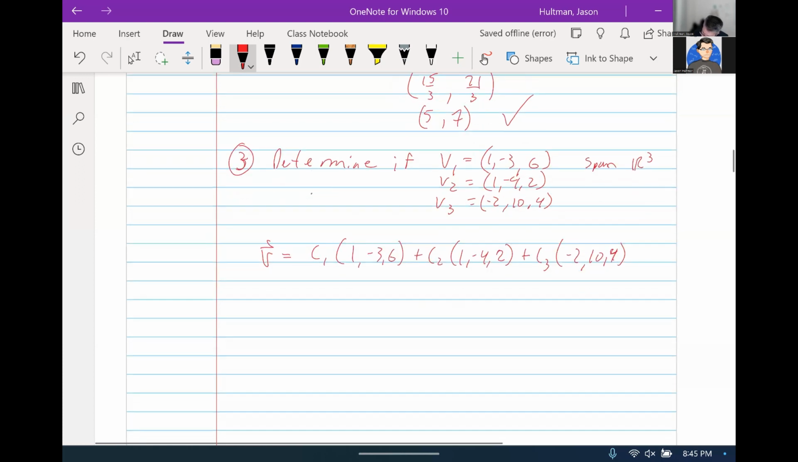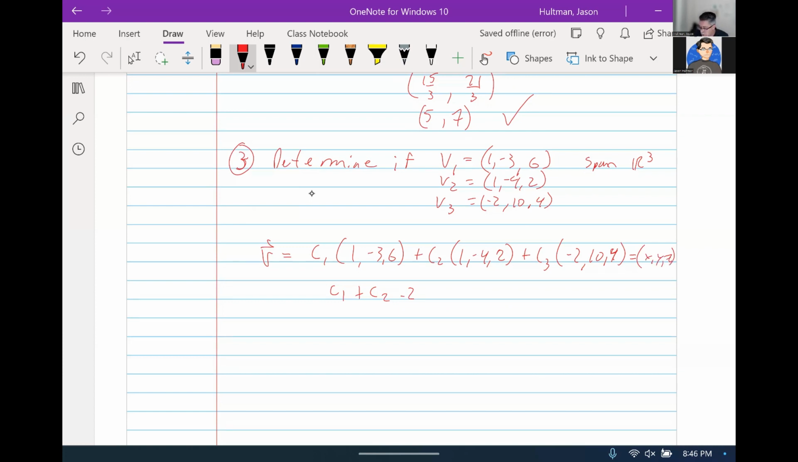And so if I were to distribute this, I would get C1 plus C2 for my first components, plus -2C3, and that's going to be equal to X, Y, Z. We could use X1, X2, X3 if we wanted to as well, but I'm just going to use X, Y, Z. So C1 plus C2 minus 2C3 is equal to X.